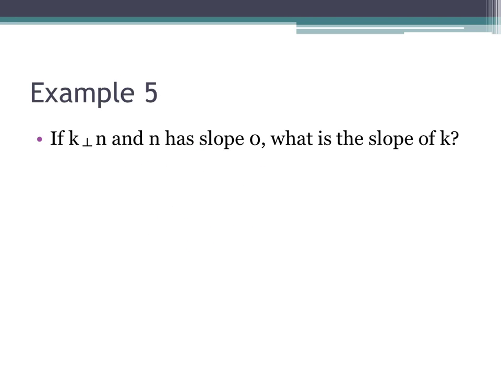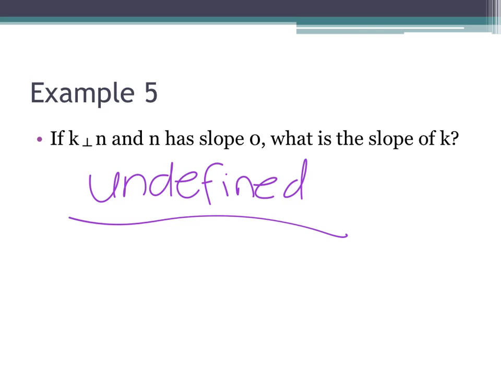Okay, 5 says if K is perpendicular to N and N has slope 0, what's the slope of K? Undefined. Good. If they're perpendicular and one is vertical, then the other is horizontal. One slope is 0, the other would be undefined or no slope. Questions? Good. Easy stuff, right? Good.